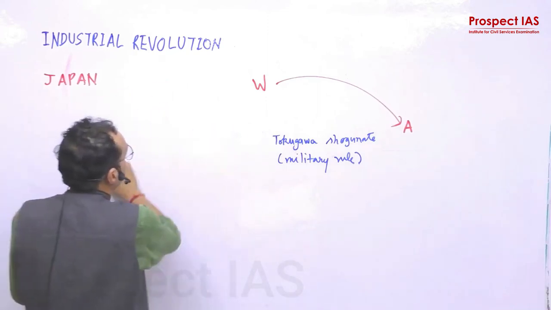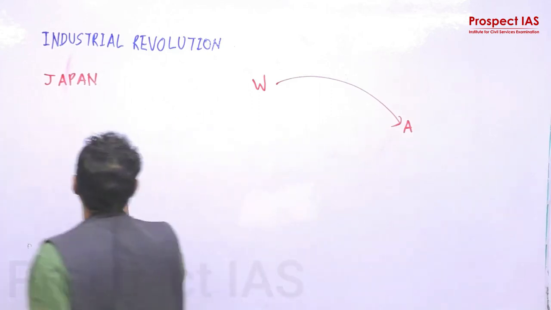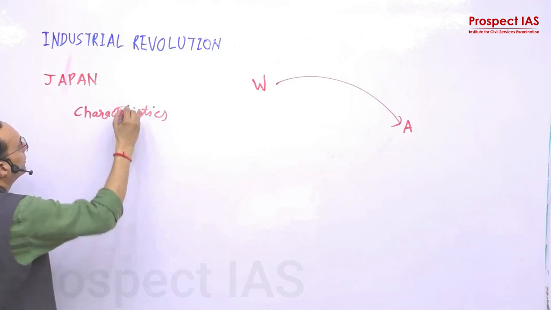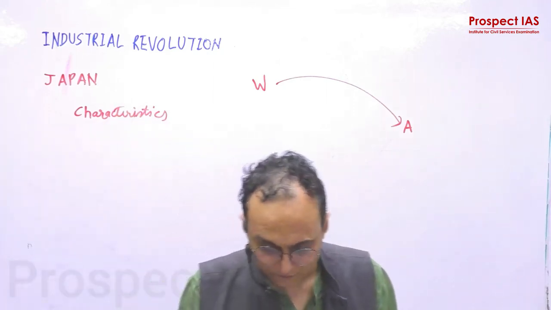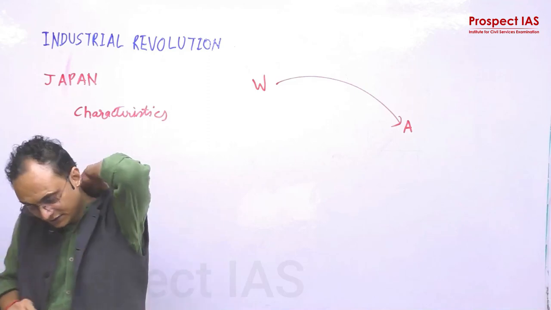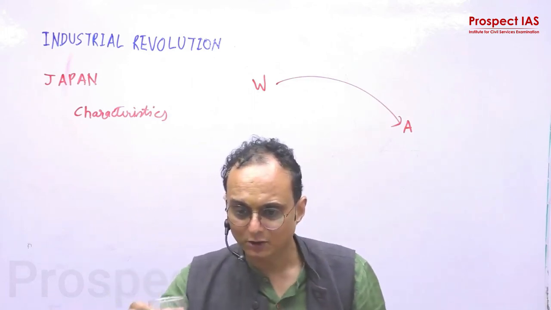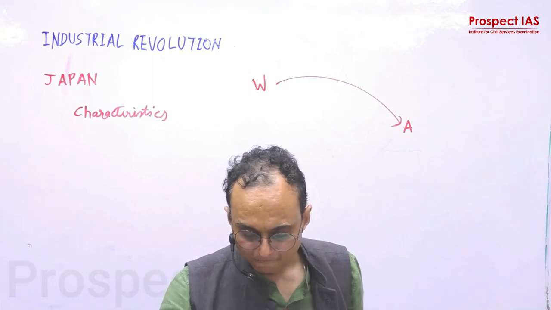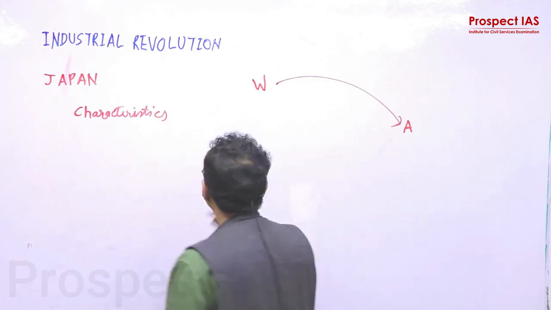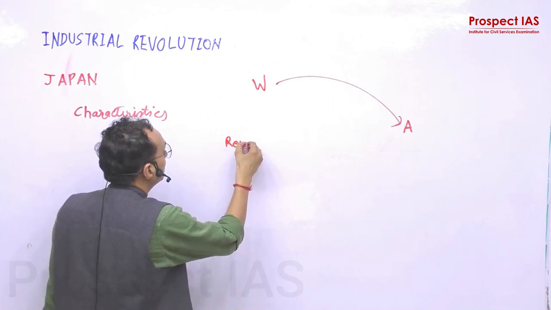What were the major characteristics of Japanese industrialization? Okay, very important. First point, it learned from Western experience, because the model was already there, the model was already made. It resorted to reverse engineering, a very important terminology pertaining to Japanese industrialization.